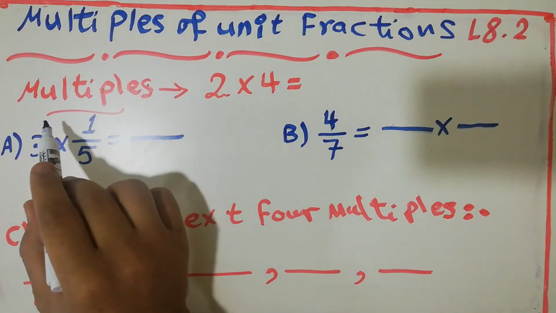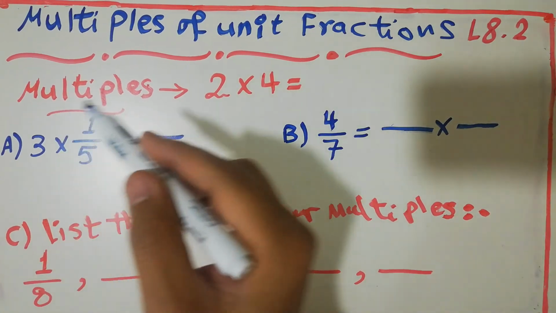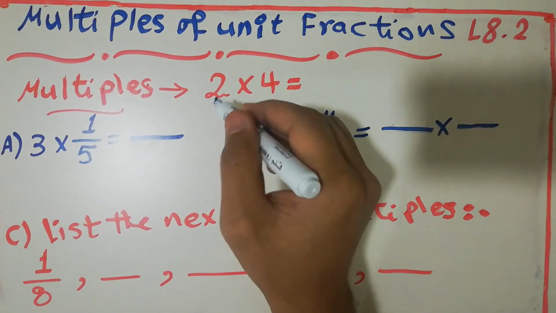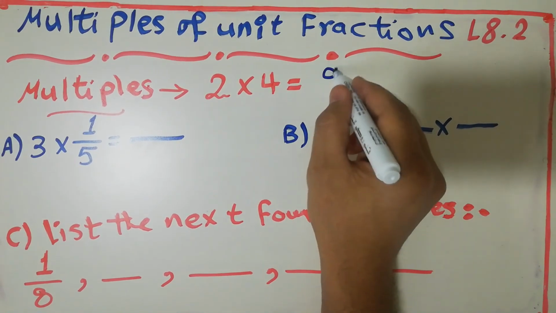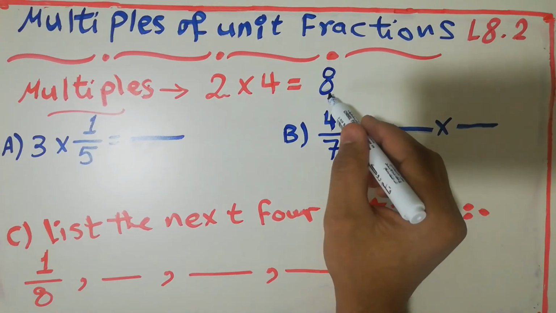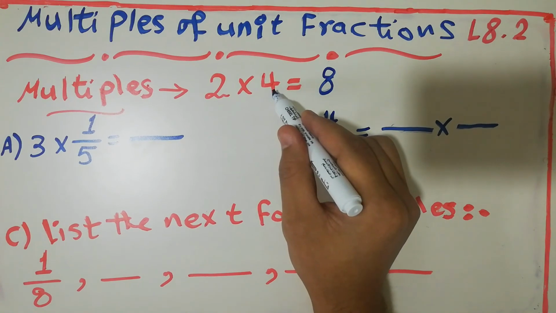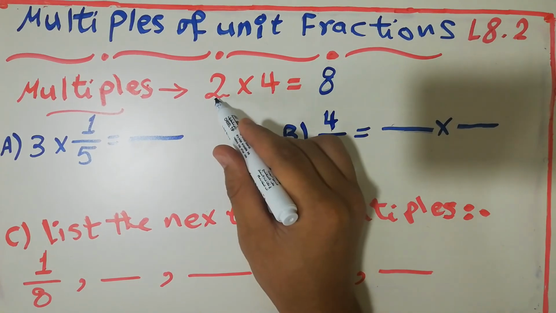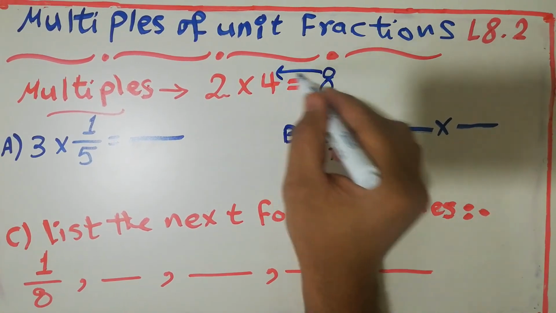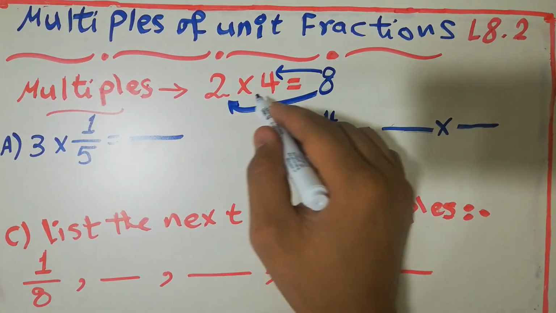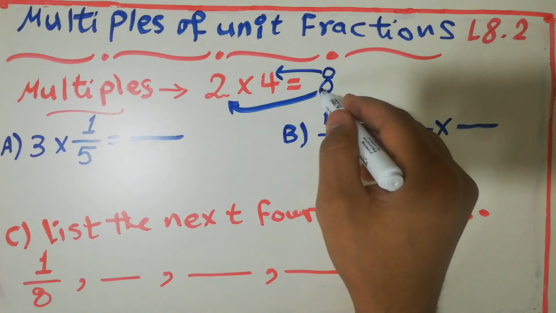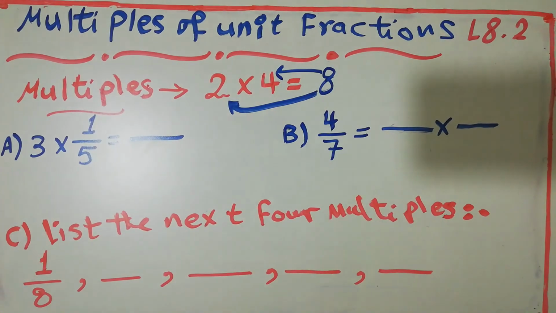First, what is the meaning of multiples? For any two numbers multiplied by each other, 2 by 4 equals what? Equals 8. Then we say that 8 is a multiple of 4 and 8 is a multiple of 2. 2 and 4 are called factors, as we taught before, and 8 is called the multiple.